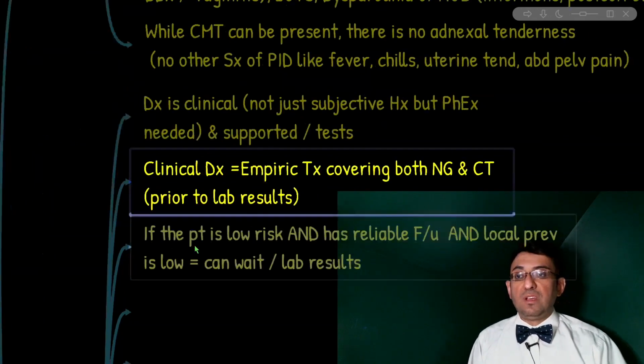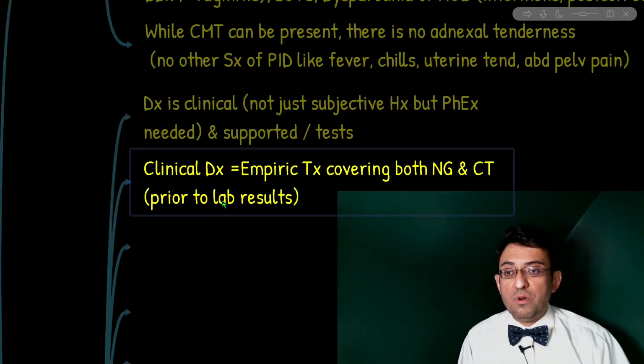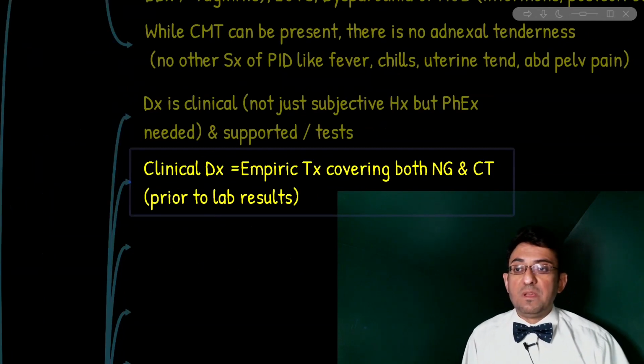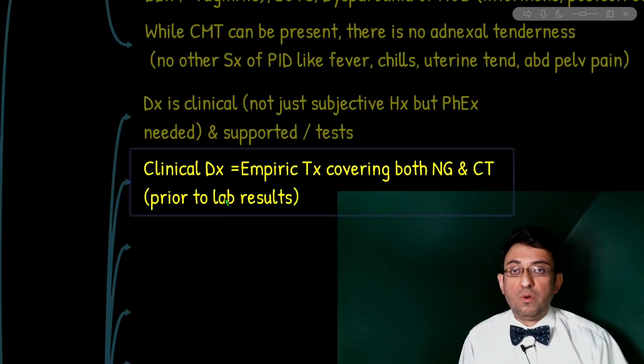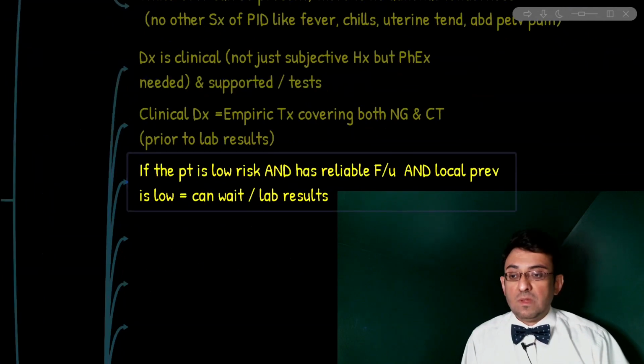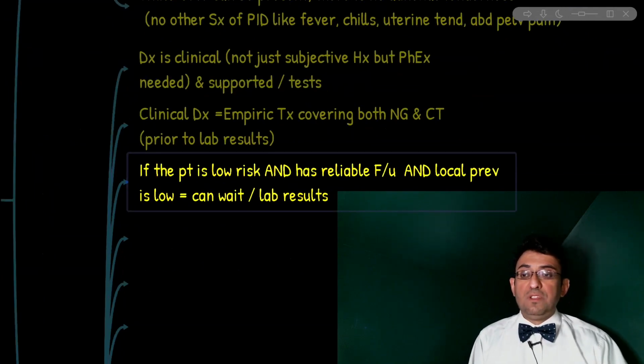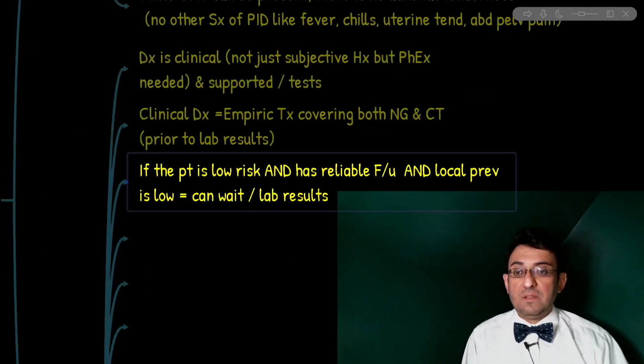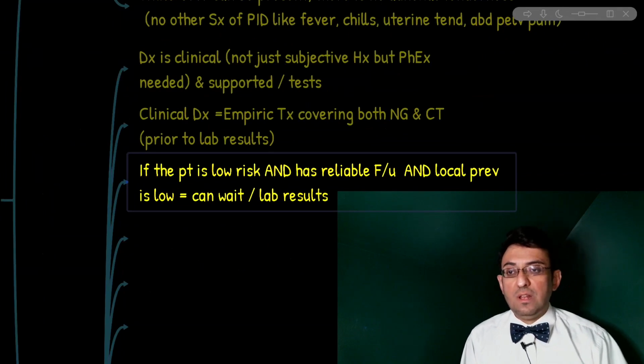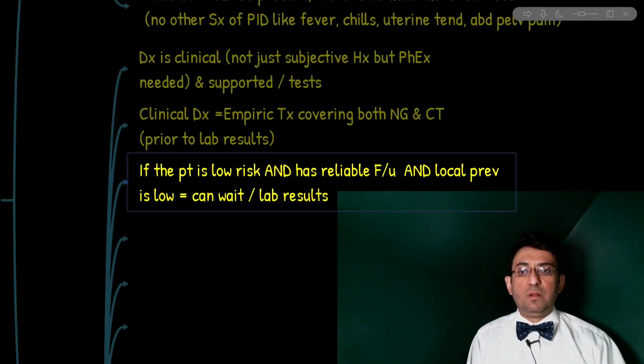What does the empiric treatment mean? It means the treatment for both Neisseria gonorrhea and Chlamydia trachomatis before the lab results are available. Is there any exception to the rule of initiating empiric antibiotic treatment? Yes, if the patient is low risk for the complications specifically and has reliable follow-up.